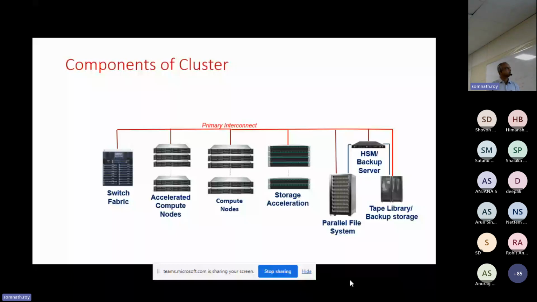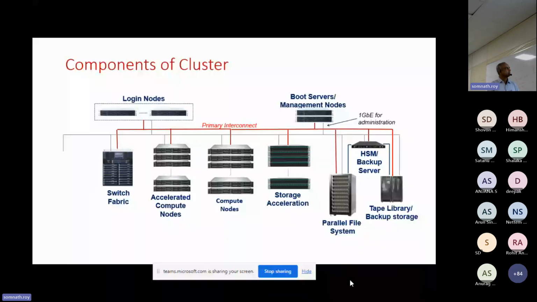You also have one more thing. If you notice here, the red line is the high bandwidth network, the black line is gigabit Ethernet. So every box you get today typically contains built-in gigabit Ethernet. So you use it for what is called system administration. Here you see what are called boot servers and management nodes. Now every node cannot have a monitor and keyboard. You can't have that. But what you can do is, I'm sure you have used things like Telnet or SSH that you are going to use now.